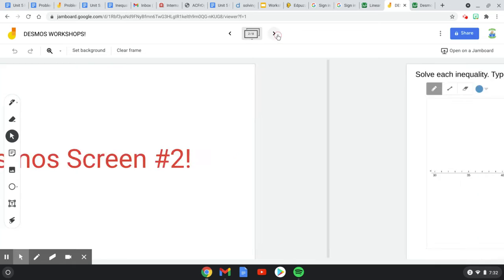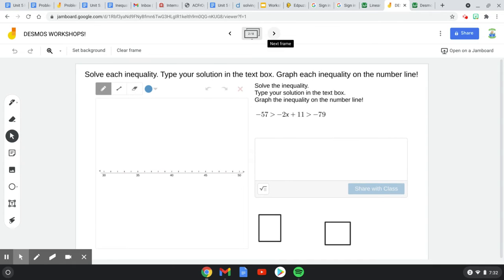Okay, so screen 2. I've got my inequality here. I need to solve the inequality, and I also need to graph my inequality on the number line. So think about covering up the left and the right side. You have a left piece, a right piece, and a piece in the middle. Whatever we do to the middle, we have to do to the left and to the right.